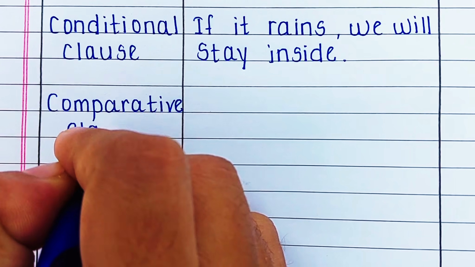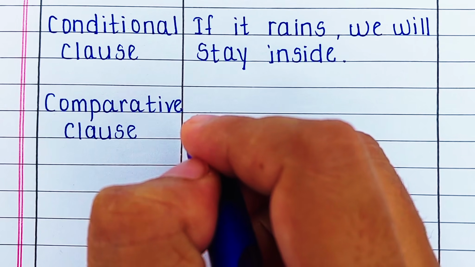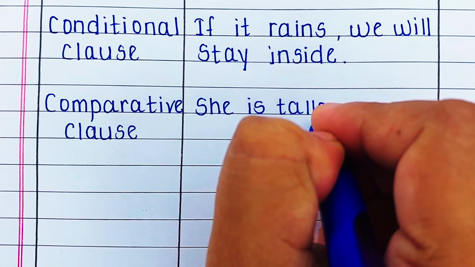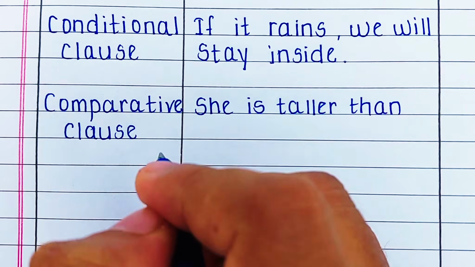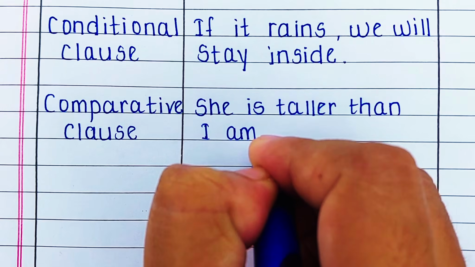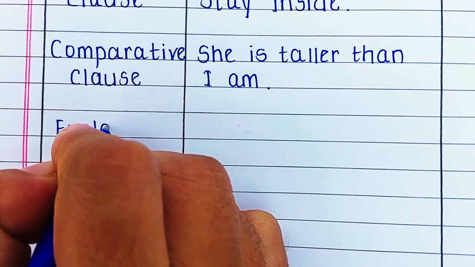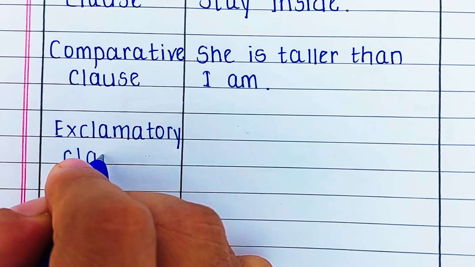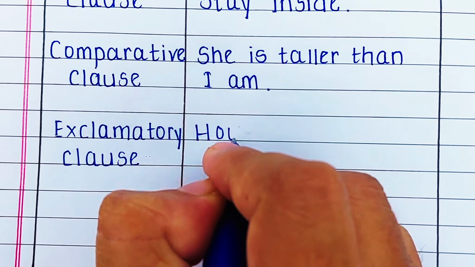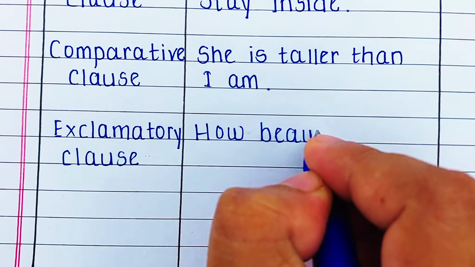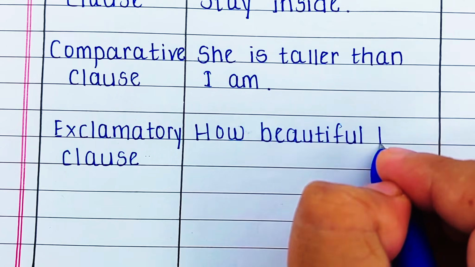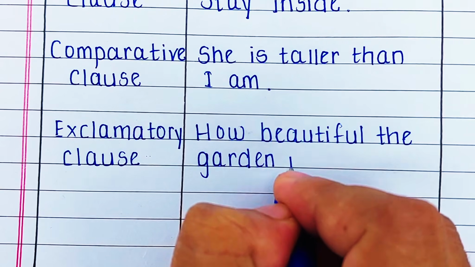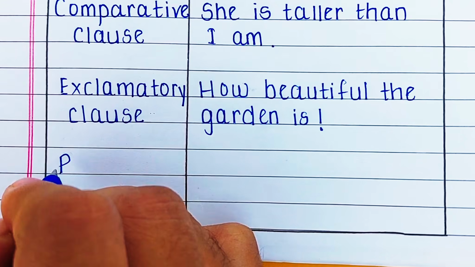The next type is the comparative clause. A comparative clause shows comparison. For example, she is taller than I am. The next type is the exclamatory clause. An exclamatory clause expresses strong feeling. For example, how beautiful the garden is.